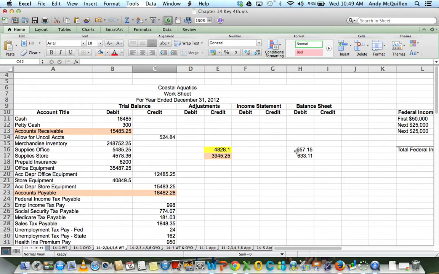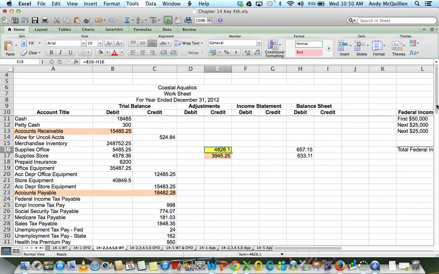Okay? Given to you in the book are supplies office, $657.15. That is actually the balance sheet debit amount. Remember, this is kind of a review from back when. So we take 5485.25 minus 657.15, and that's how I get the credit balance of 4828.1. Remember, we credit it because we want to decrease this 5485 to 657. So that's why we do that.